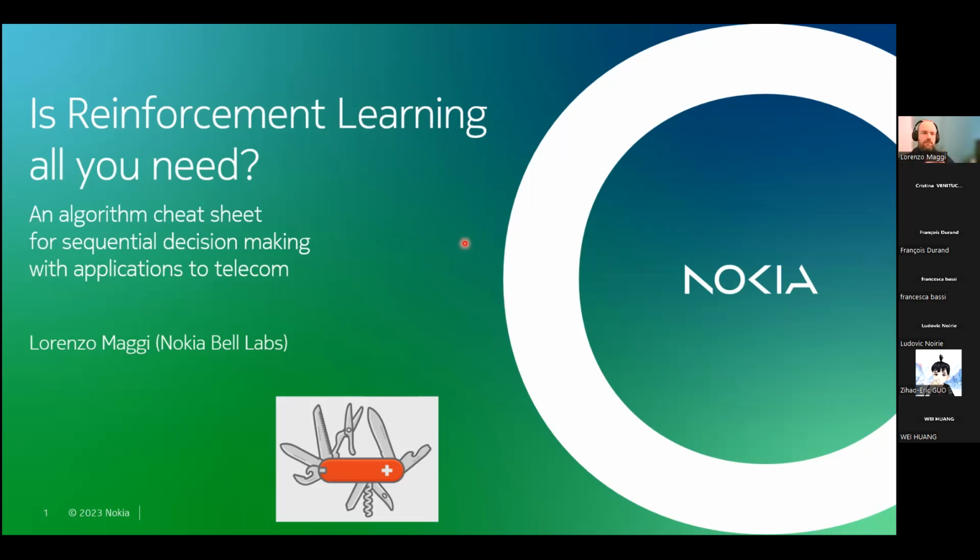I will cover a large palette of techniques. Clearly, I wouldn't have the time to delve into each of them, but I will provide several references. So if someone wants to dig deeper and have a chat, I'm more than happy.